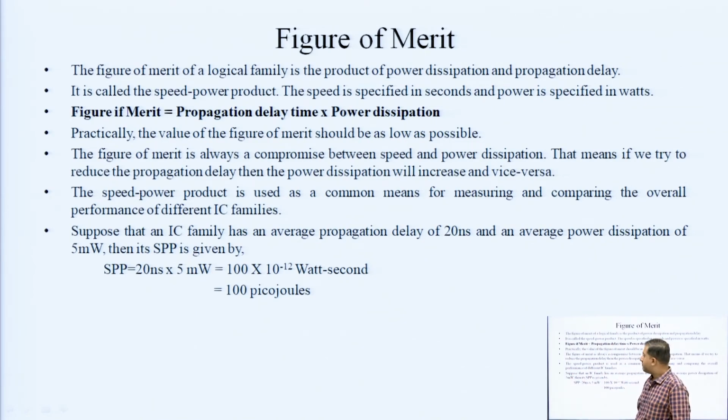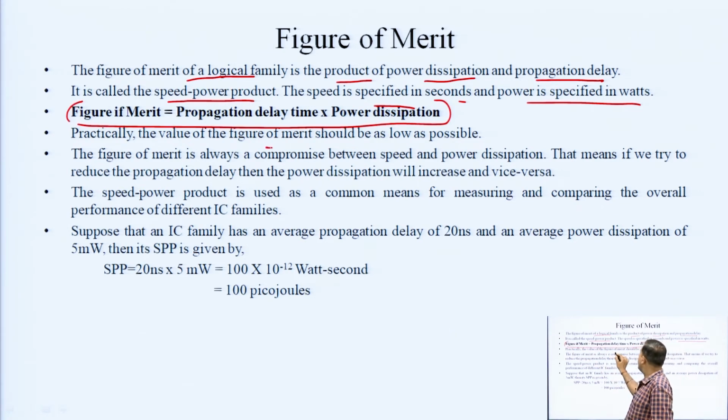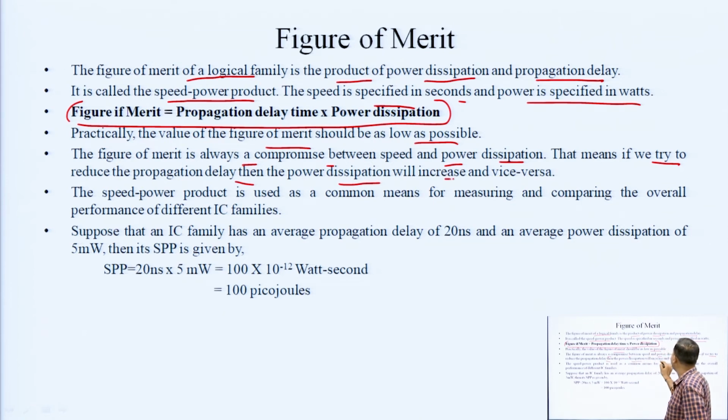Figure of merit. The figure of merit of a logic family is the product of power dissipation and propagation delay. Both terms we have already discussed, power dissipation and propagation delay. So, the product of both these things is called the figure of merit. It is also called the speed power product. The speed is specified in seconds and power is specified in watts. So, you already have the formula. Okay. Practically, the value of the figure of merit should be as low as possible. The figure of merit is always a compromise between speed and power dissipation. That means, if we try to reduce the propagation delay, then the power dissipation will increase and vice versa. Okay. They are inversely proportional.